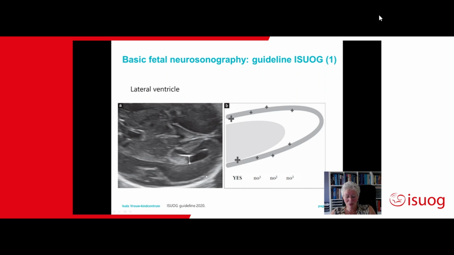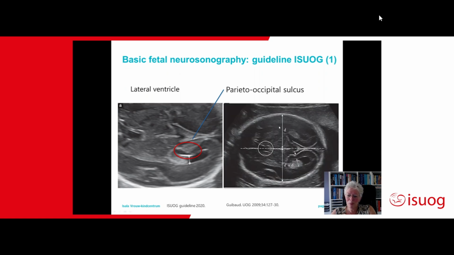If there is ventriculomegaly, it's really important that you can measure during gestational age whether this ventriculomegaly increases. Then it becomes really important that you always measure the ventricle on the same side, on the same spot, to really see if there's an increase. So what Guibaud proposed is that you measure the lateral ventricle opposite to the deepest part of the parieto-occipital sulcus. This will give you a point where you can always measure the ventricle at the same spot.